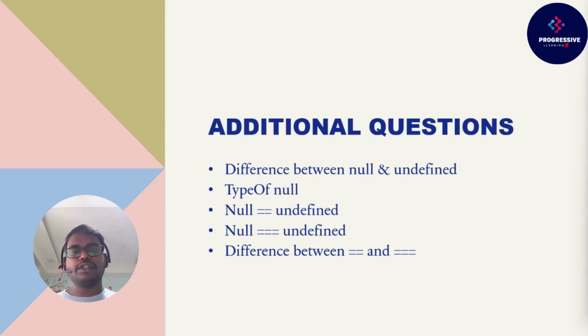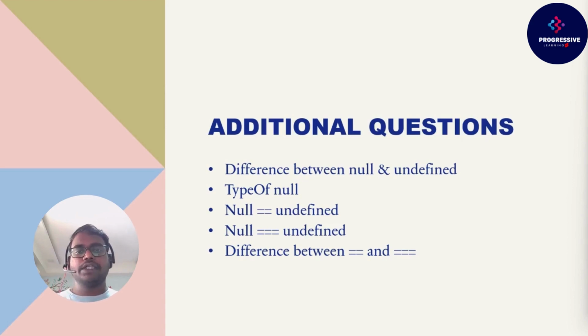Now obviously we get into a question: what is the difference between double equal to and triple equal to? The difference is that double equal to doesn't compare the types. Triple equal to is a strict operator which compares the types as well.